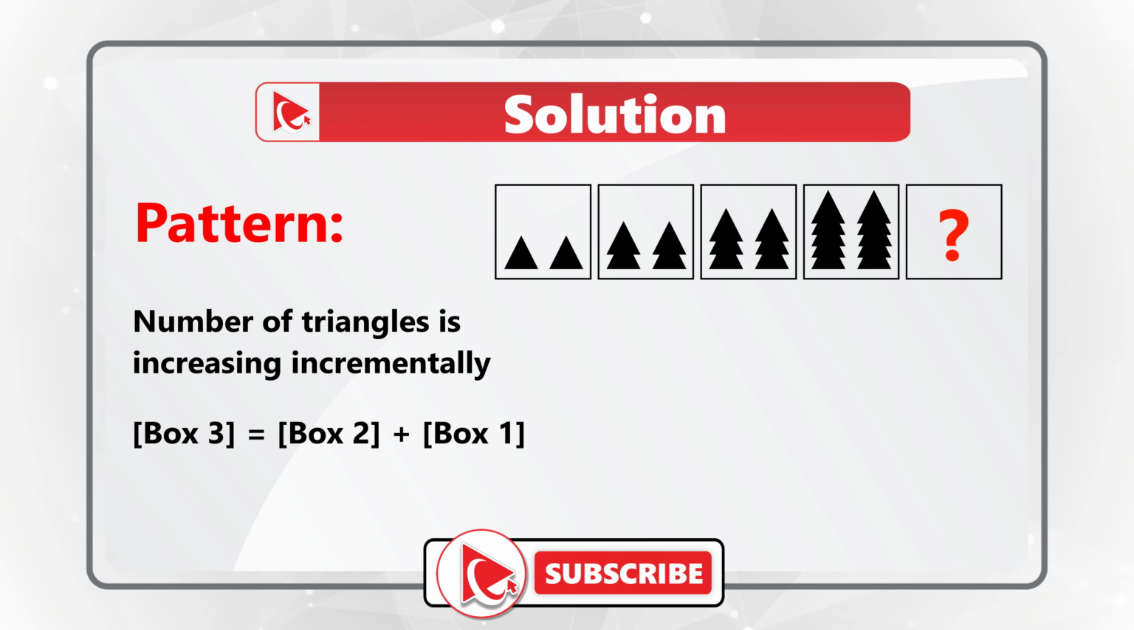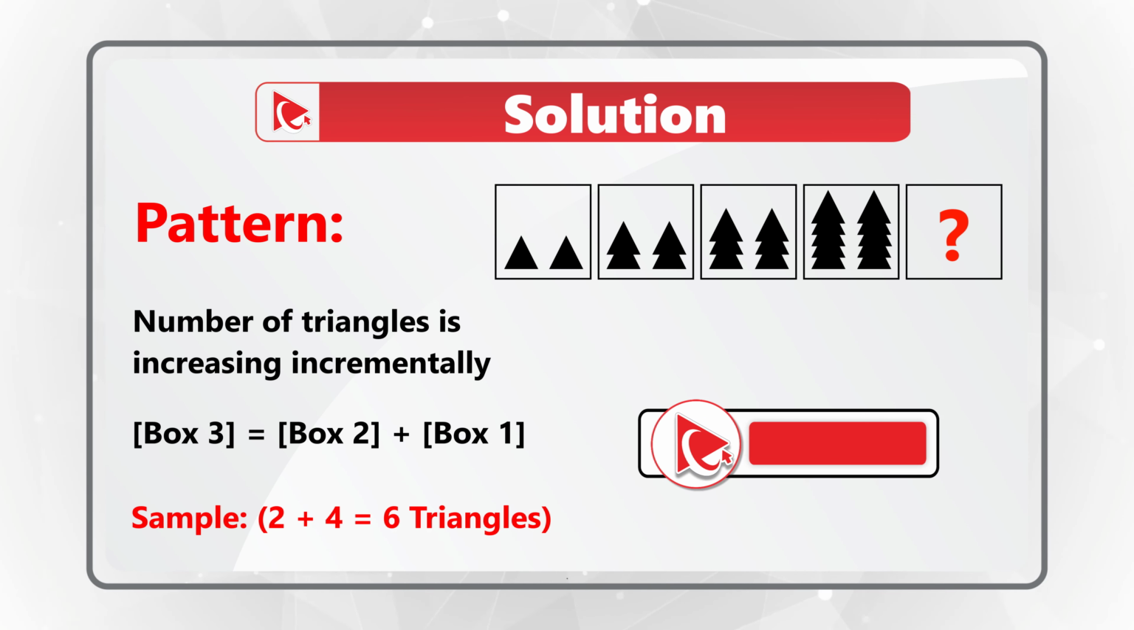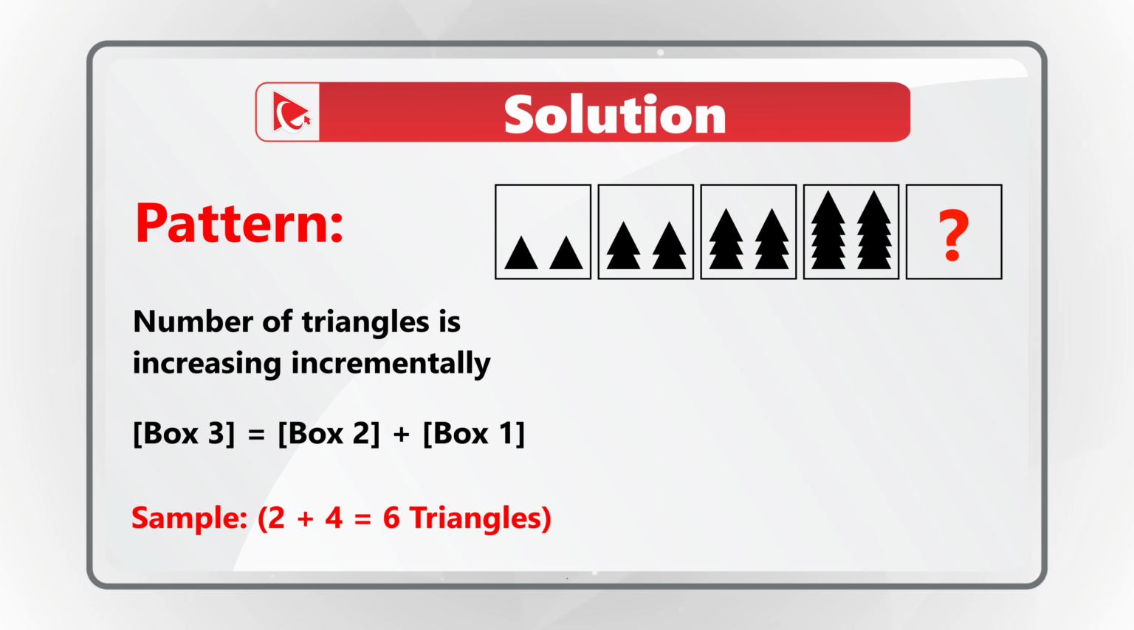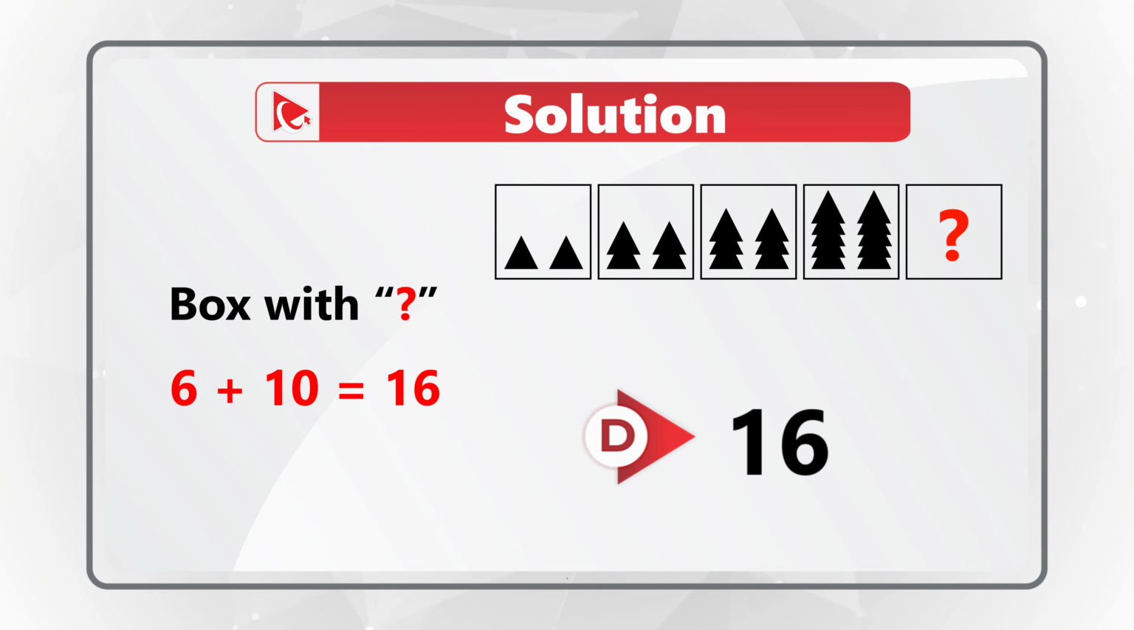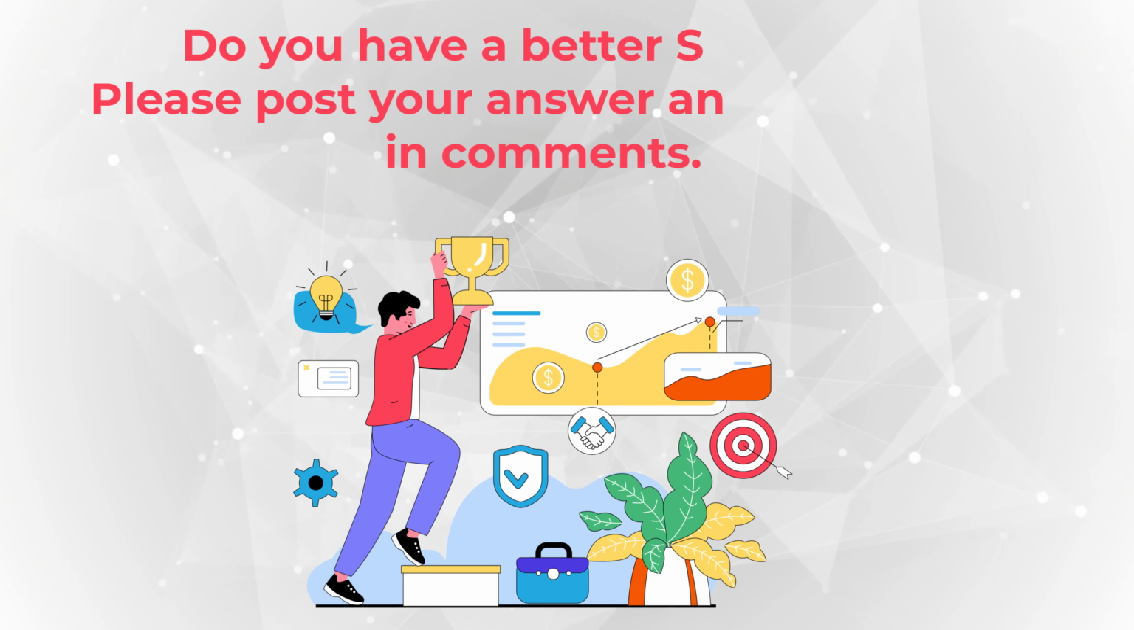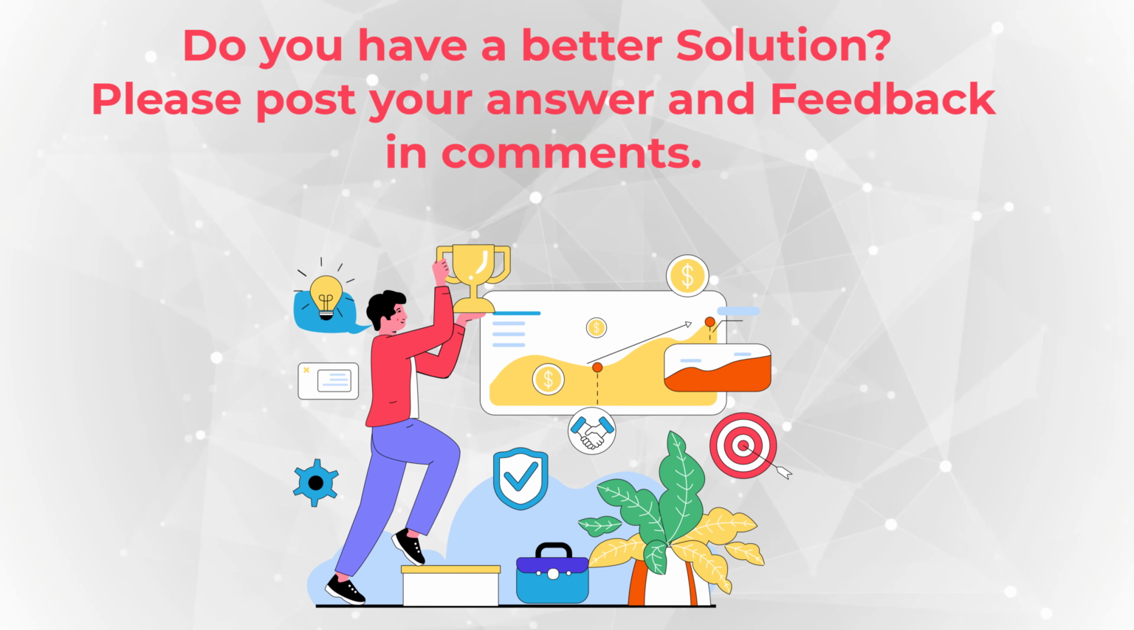For example, the actual calculations start with the square 3. And to get to the number of triangles in square 3, you need to add 2 triangles plus 4 triangles, which equals 6. Based on this logic, to calculate number of triangles in the last box, you need to add 6 plus 10, which would be equal 16 triangles. So the correct answer here is choice D, 16 triangles. Hopefully you've nailed this question on your own and now know how to answer similar problems on the test.